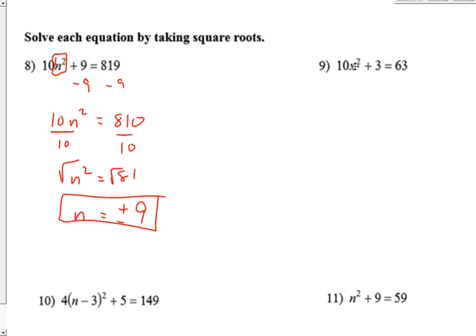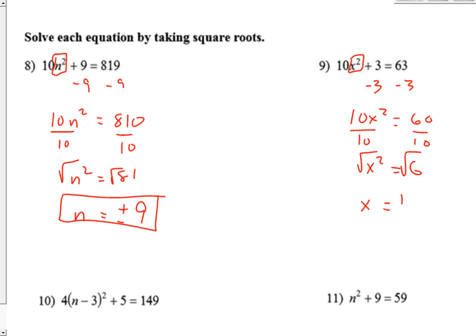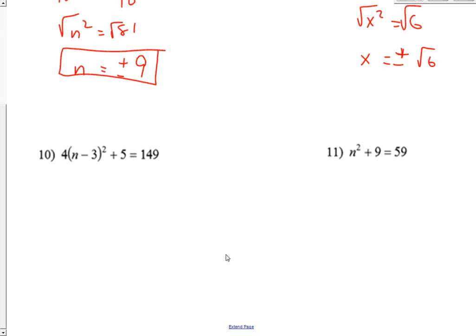Going on to number 9, same thing. We need to get the x squared by itself. So we will subtract 3. That gives us 10x squared equals 60. And then we have to get rid of the 10. So we divide by 10. And we get x squared equals 6. So then, take the square root to get rid of the exponent. And just like the other problem, we have to put in the positive and negative square root of 6. Now, if we could simplify the square root of 6, we need to do that. But in this case, we cannot simplify square root of 6, so we are done.